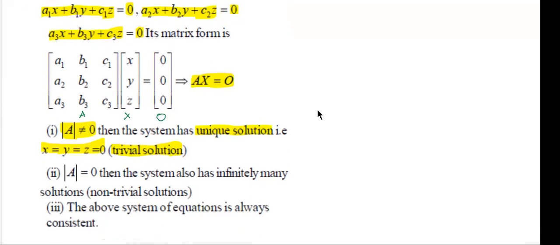Okay. In case the det value you got is 0, the system has infinitely many solutions. Those are non-trivial solutions. Already I said the system of homogeneous equations is always consistent only. Consistent means it has solutions. So homogeneous equations have 100% solutions. Okay, please copy this.